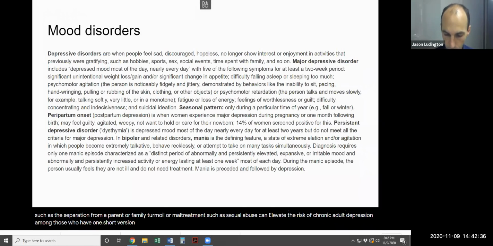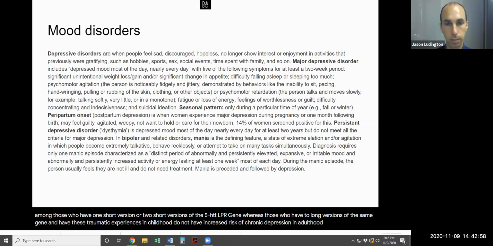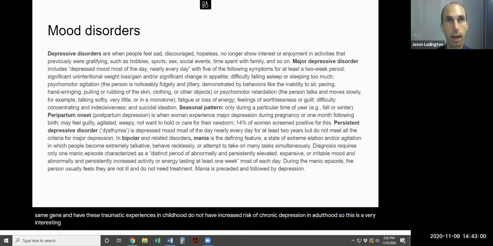short version or 2 short versions of the 5-HTT-LPR gene, whereas those who have 2 long versions of the same gene and have these traumatic experiences in childhood do not have increased risk of chronic depression in adulthood. So this is a very interesting and very clearly genetic diathesis for adult depression, owing back to the interaction between genes and early environment, social environment.